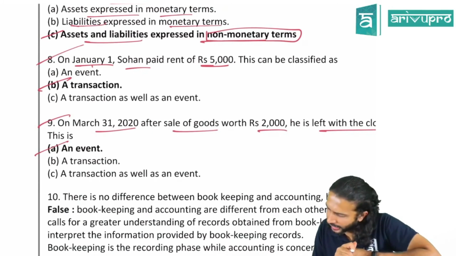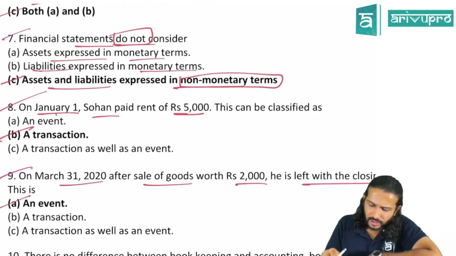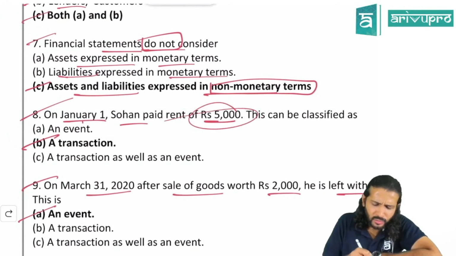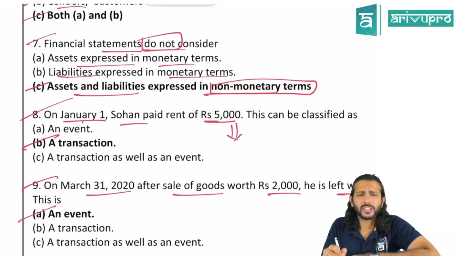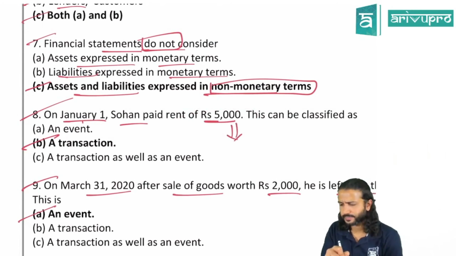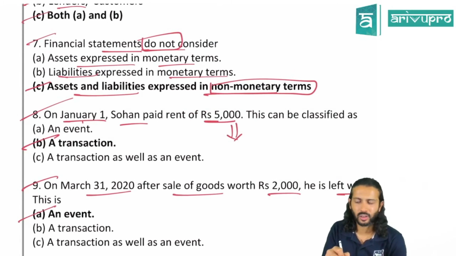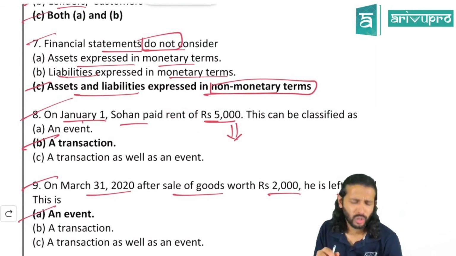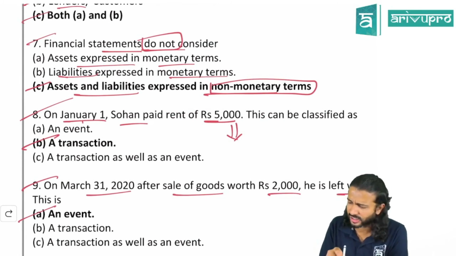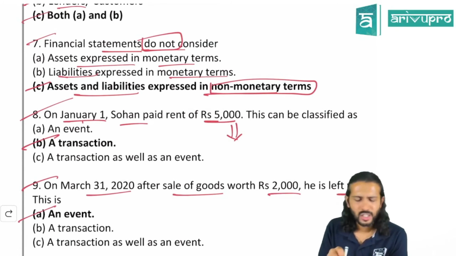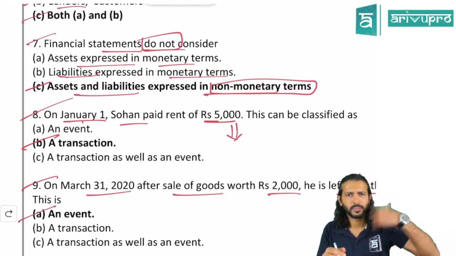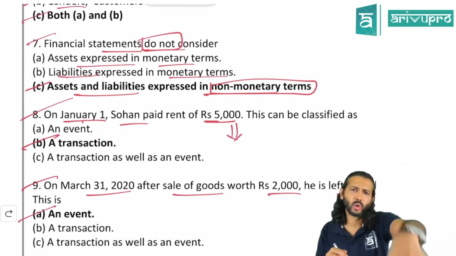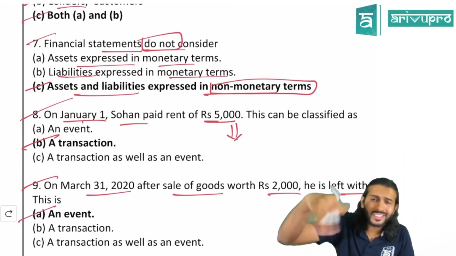Sir, in question number 8, he is paying and getting a result. Now, if he pays just one rent expense, can you know the result, meaning profit or loss? Can you, just by doing one transaction, know the result? Not possible, no? So hence, this is a transaction only. Any activity that you're doing is a transaction, and then the result of that transaction.